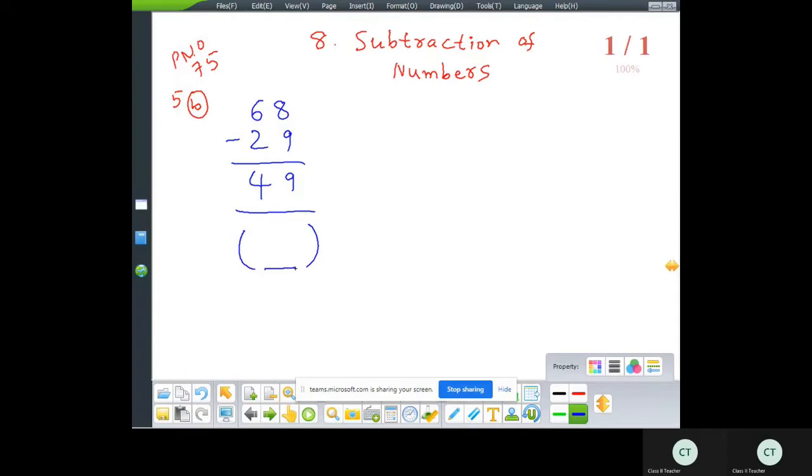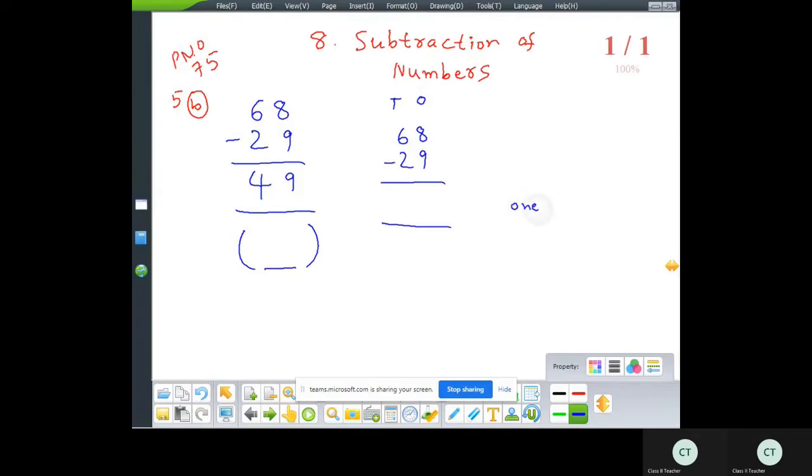Dear students, I will do the subtraction. 68 minus 29. 29 subtract from 68. Here bigger number is 68, small number is 29. Bigger number is on top, small number is at the bottom. Now subtraction is possible, we take small number from bigger number. First I place values 1 and 10. Now subtraction on 1.